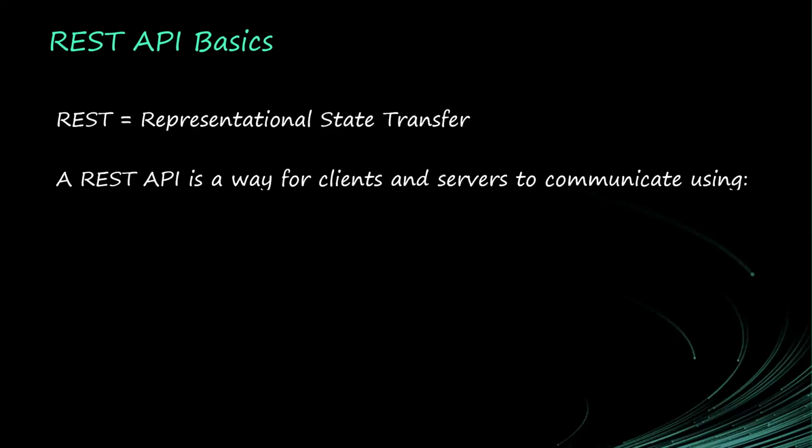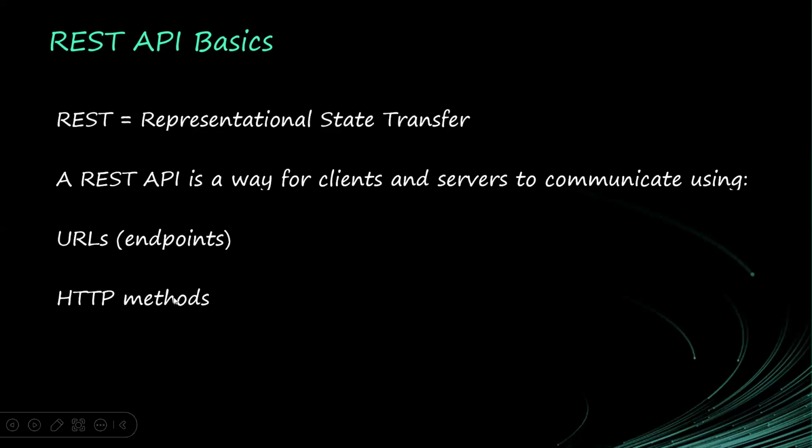So a REST API is a way for clients and servers to communicate using URLs. When you want to talk to a server, you will send the URL. The domain name system will go and figure out who has that domain, where that computer lives, or where the server lives. Then it talks to the server. They communicate using URL endpoints, using HTTP methods, and using JSON data.